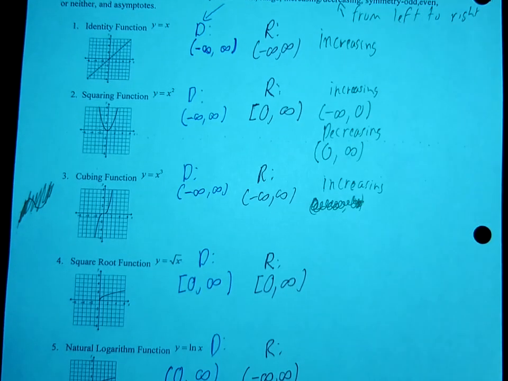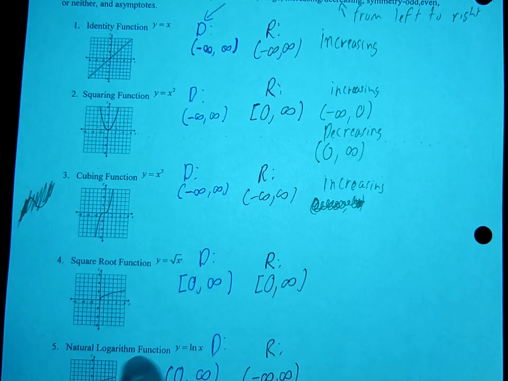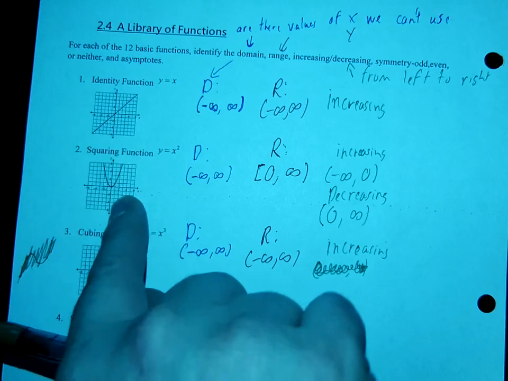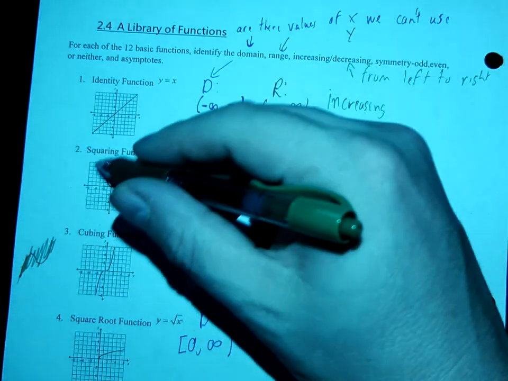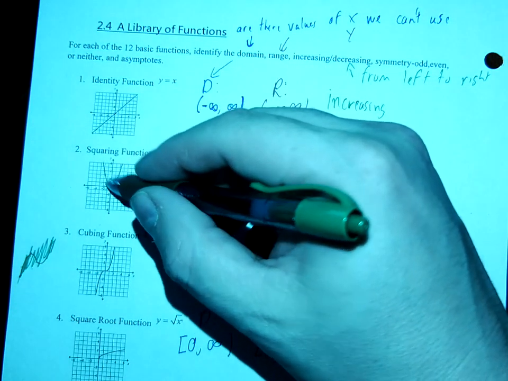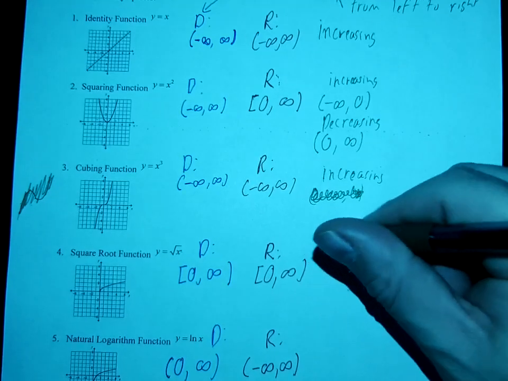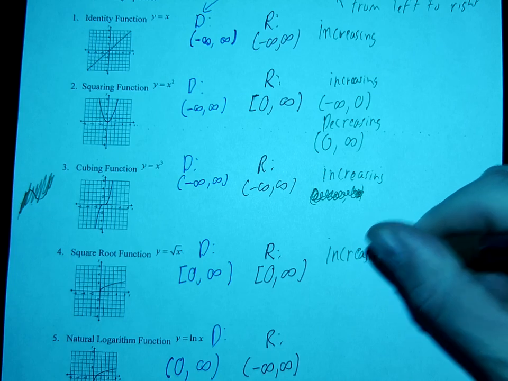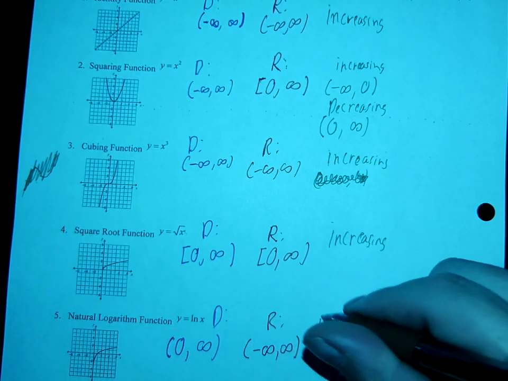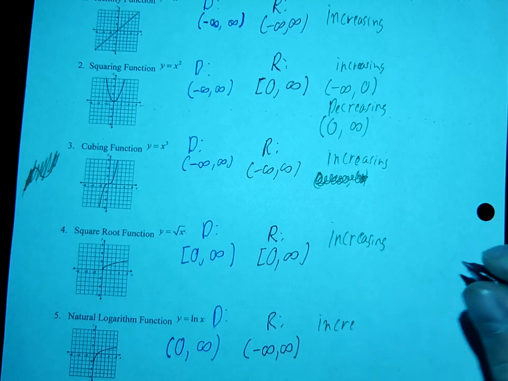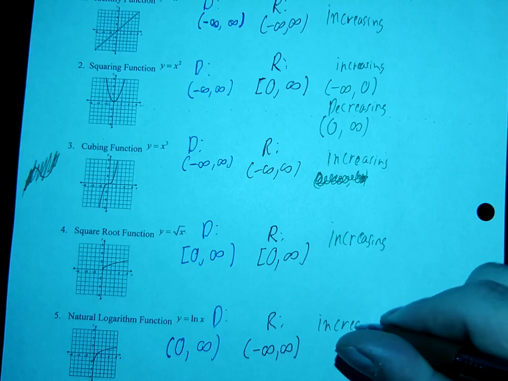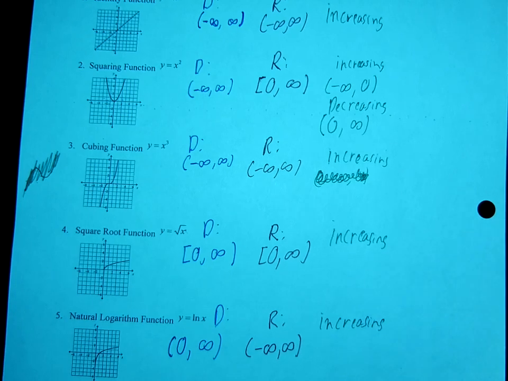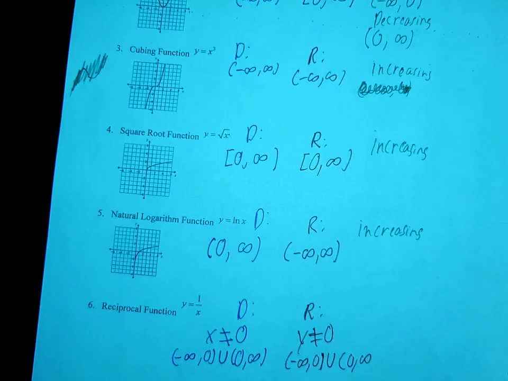This one is also always increasing. In other words, it's curving upwards. It doesn't have a curve coming down. This is the downward curve here, where it's coming downwards. So this one is always increasing, it's never decreasing. Same thing with this one. Increasing. Alright, the reciprocal function.